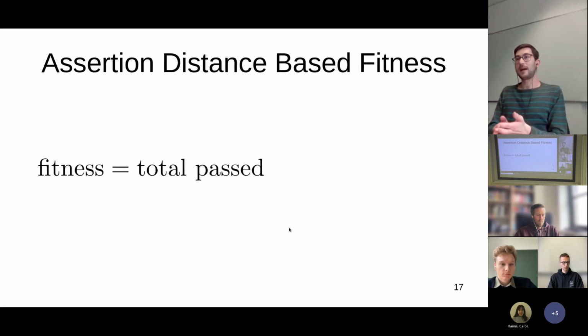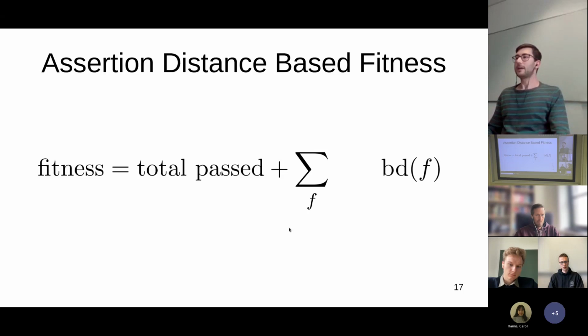So I tried to define a new fitness function that uses assertion distance for better guidance. Remember, before, our fitness function just counted the total number of passed tests. Now I would like to incorporate branch distance or assertion distance and make my fitness function more accurate. One way of doing that would be by taking all the failed tests F and just summing up the branch distances for those failed tests.